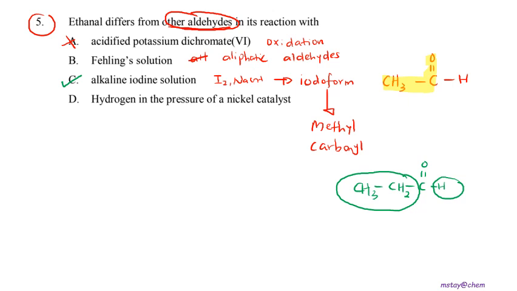towards the iodoform test. D, hydrogen in the presence of nickel catalyst. When this happens, we know that this refers to the reduction process. Basically all the aldehydes undergo reduction to produce primary alcohol. So option D will also not be suitable. Among B and C, C is definitely much better than option B. So the correct answer is C.